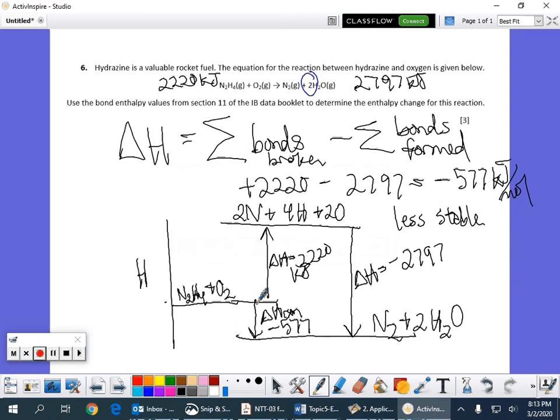And this may not be perfectly to scale, but you get the idea that in order to get down to these lower energy products, we had to add energy to break the bonds in the first place, and then we gained energy back, or released energy, in the process of forming the new bonds.